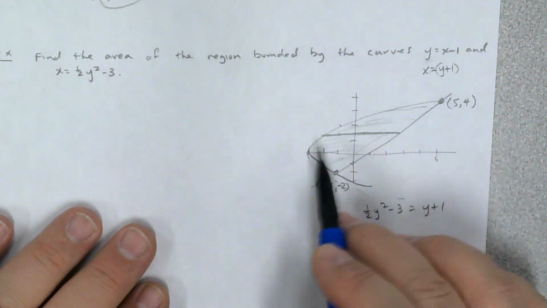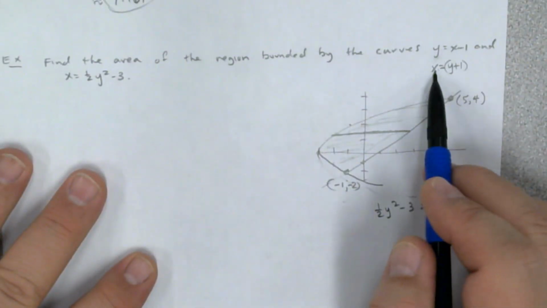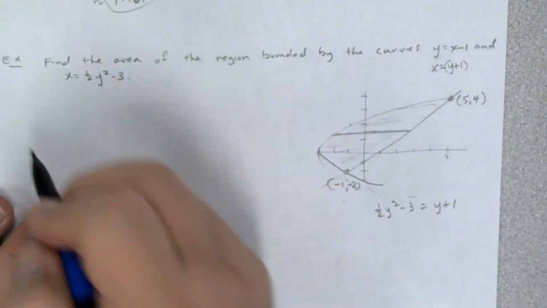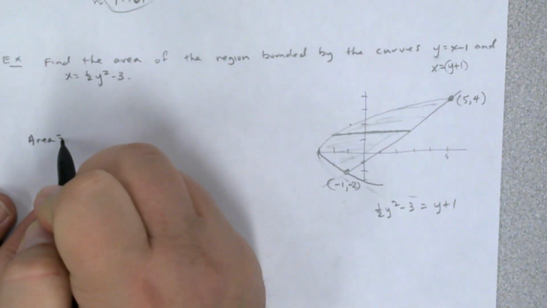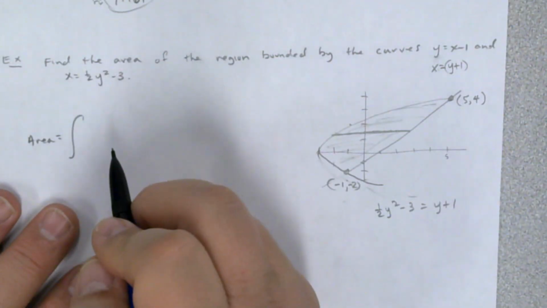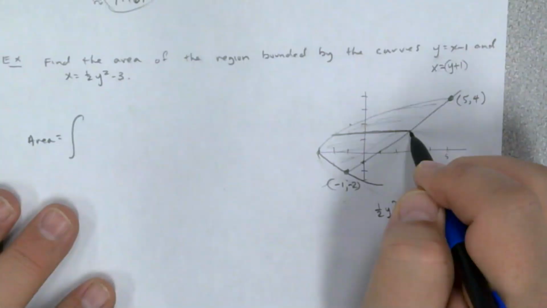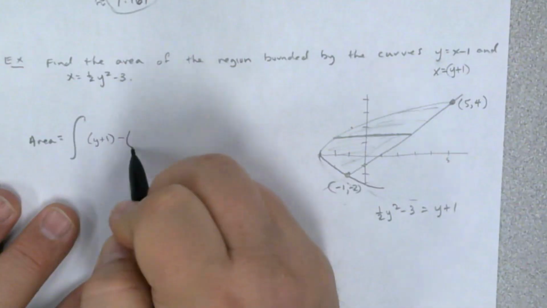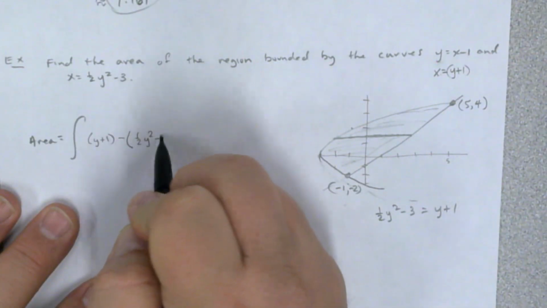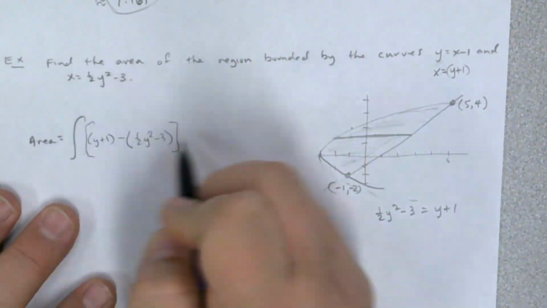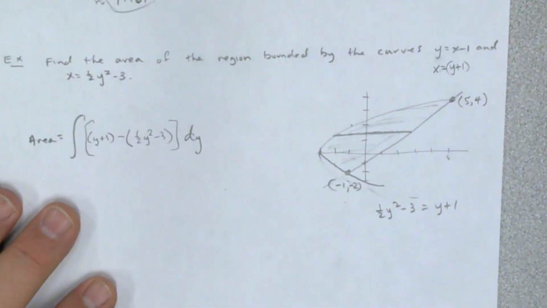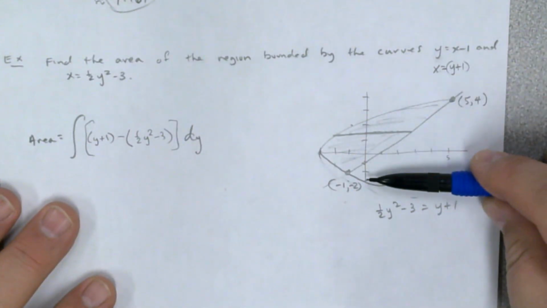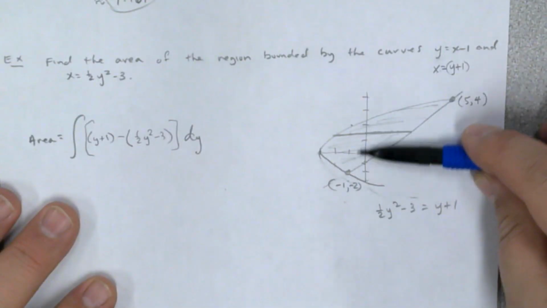We know it's going to be a dy. We solved all equations for x equals. We're good to go. So my area is going to be the integration, and we'll do the limits in just a minute. It's going to be the right minus the left dy. Okay, and then what are the y values ranging from? The y values are ranging from -2 up to 4.